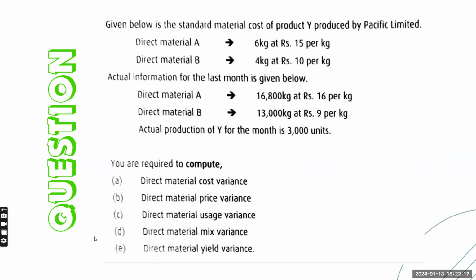Material A total consumption 16,800 kilograms at rupees 16 per kilogram. Actual production of Y for the month is 3,000 units. Sorry, last month actual production is 3,000. Now calculate the material cost variance, price variance, usage variance, and the mix variance and yield variance. You all know the first ones. So A, B, C you all can calculate. You know that. Okay, let's see the answer.